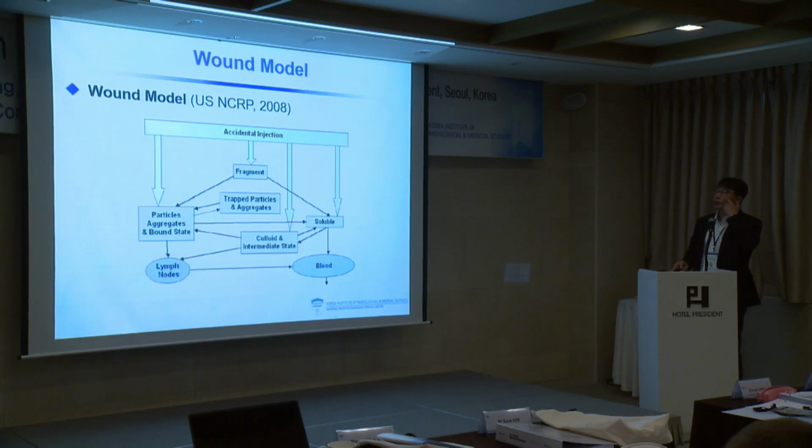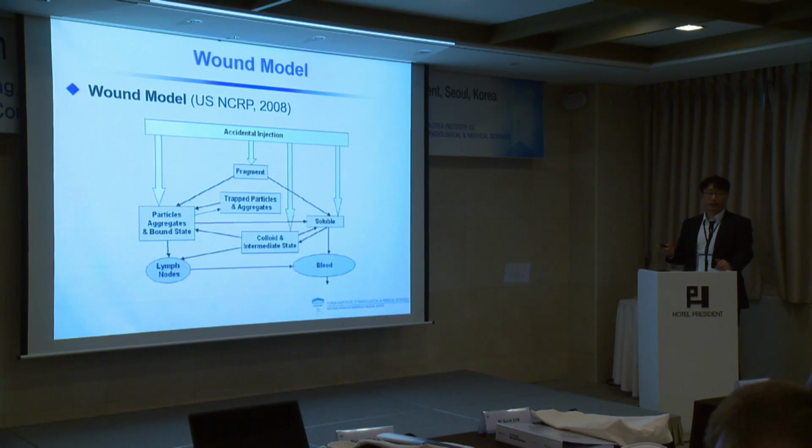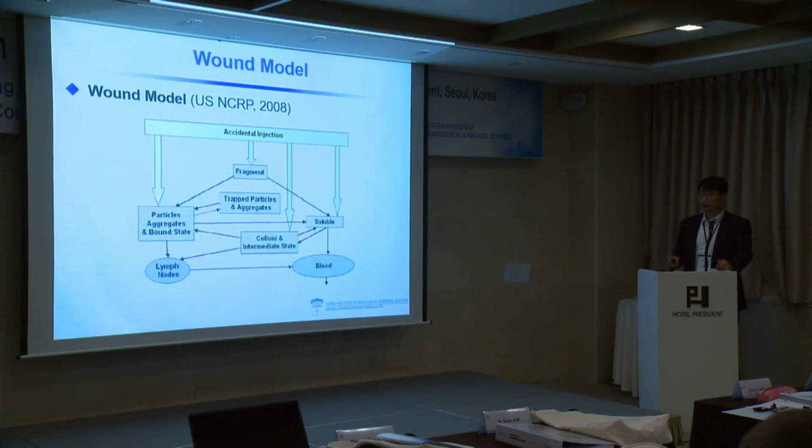And this is the wound model developed by the NCRP in the United States. As I mentioned before, ICRP just adopted this model because they didn't develop their own wound model. So this wound model was developed to describe the movement of the radionuclides after accidental injection through wound contamination or skin contamination.